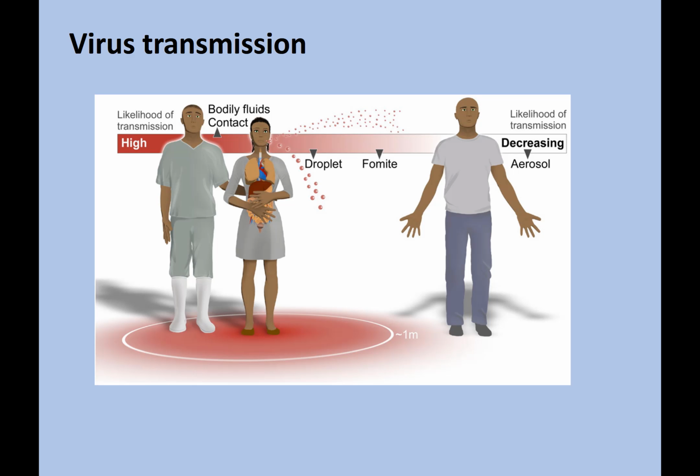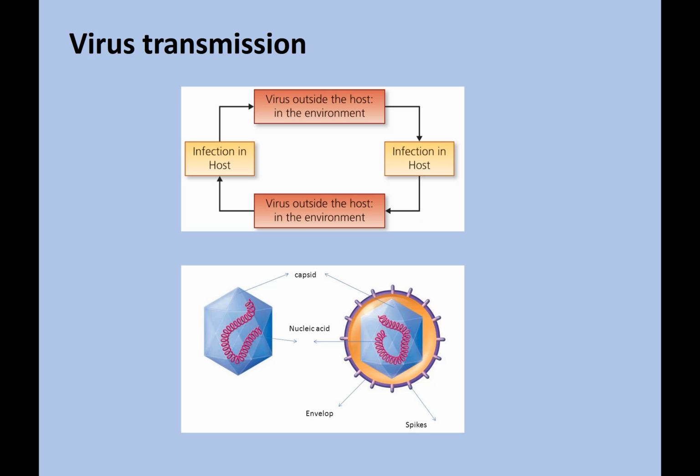So this lecture is on virus transmission, or how do we get infected by a virus. So the virus cycle is to infect a host cell, make more virus, which includes genome replication and gene expression, get out of the host, exit, and redo, and infect again.